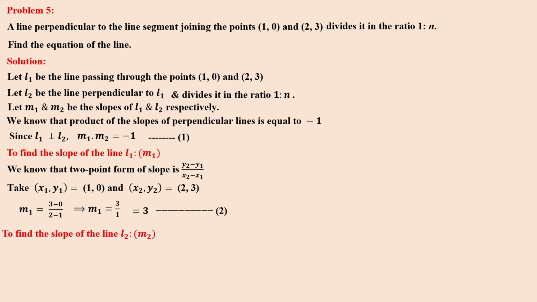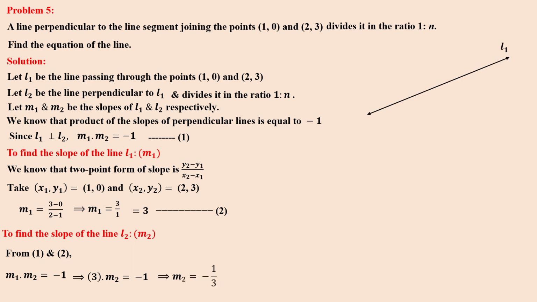Now to find the slope of the line L2, that is m2, using 2 in 1, m1 times m2 equals -1. So 3 times m2 equals -1, so m2 is equal to -1 by 3. So this is line L1, this is line L2, both are perpendicular.